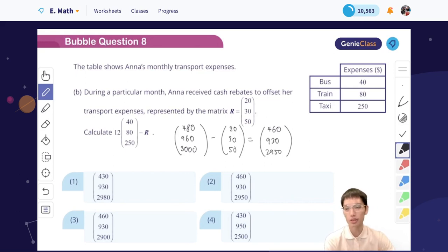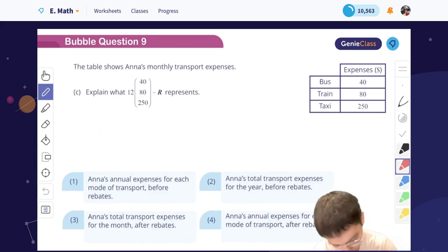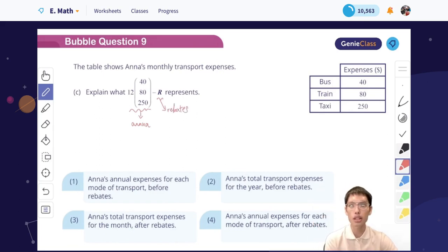So take note. Okay, next up, following up with the understanding. How do we actually explain what you have calculated just now? Part B, take note. What you have calculated just now in part B, what does it represent? This is the annual expense. This is the rebates. What does it represent? Launching the bubble launcher again in 3, 2, 1, and let's go.